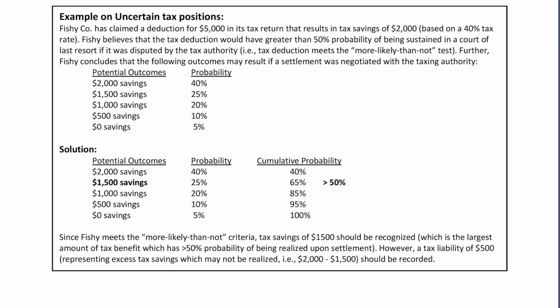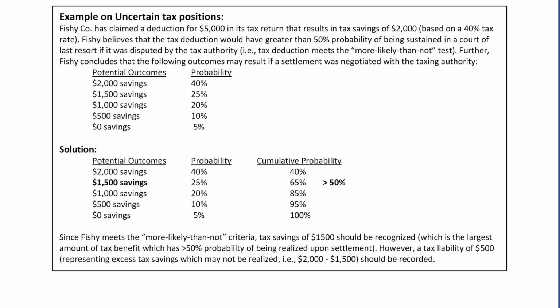And look at the solution where we have another column for cumulative probability. So it is 40% probable that Fishy is going to have all the $2,000 as savings. It's 25% probable that Fishy is going to have $1,500 savings. Now if we add 40% and 25%, that gives us 65%. And we can say there's a 65% probability that Fishy would have at least $1,500 savings.